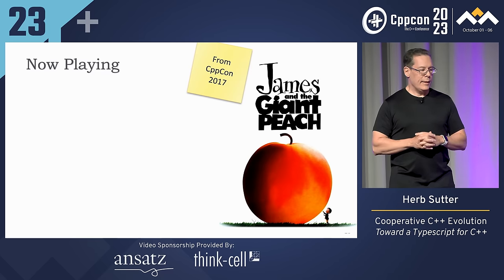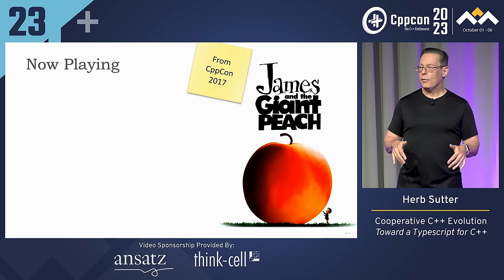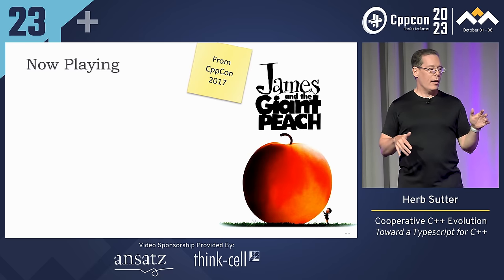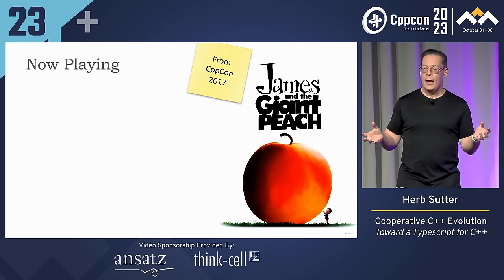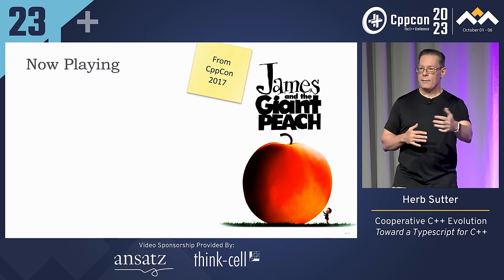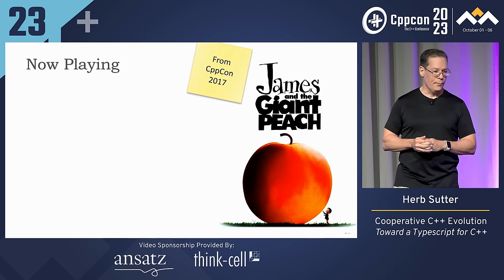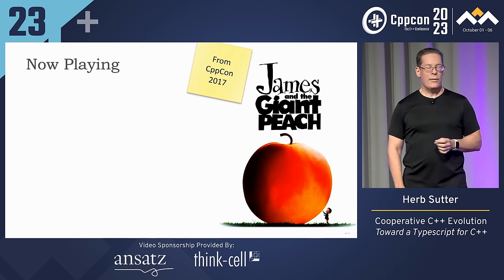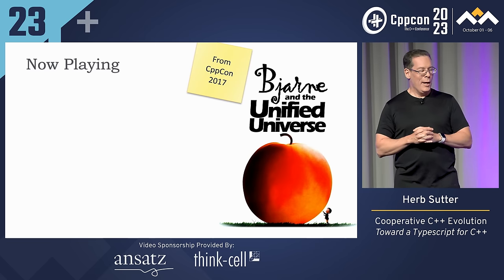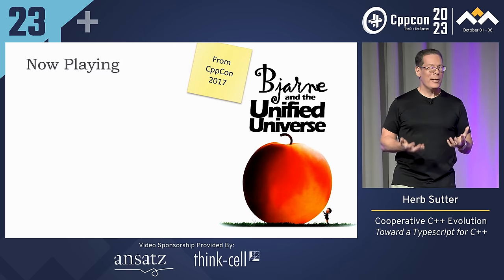So back in 2017 at this conference, I gave a talk where I talked a lot about metaclasses. And so I've been implementing those as type metafunctions in Cpp2. And I used this metaphor of James and the Giant Peach and then changed it to Bjarne and the Unified Universe. And what did I mean by that?